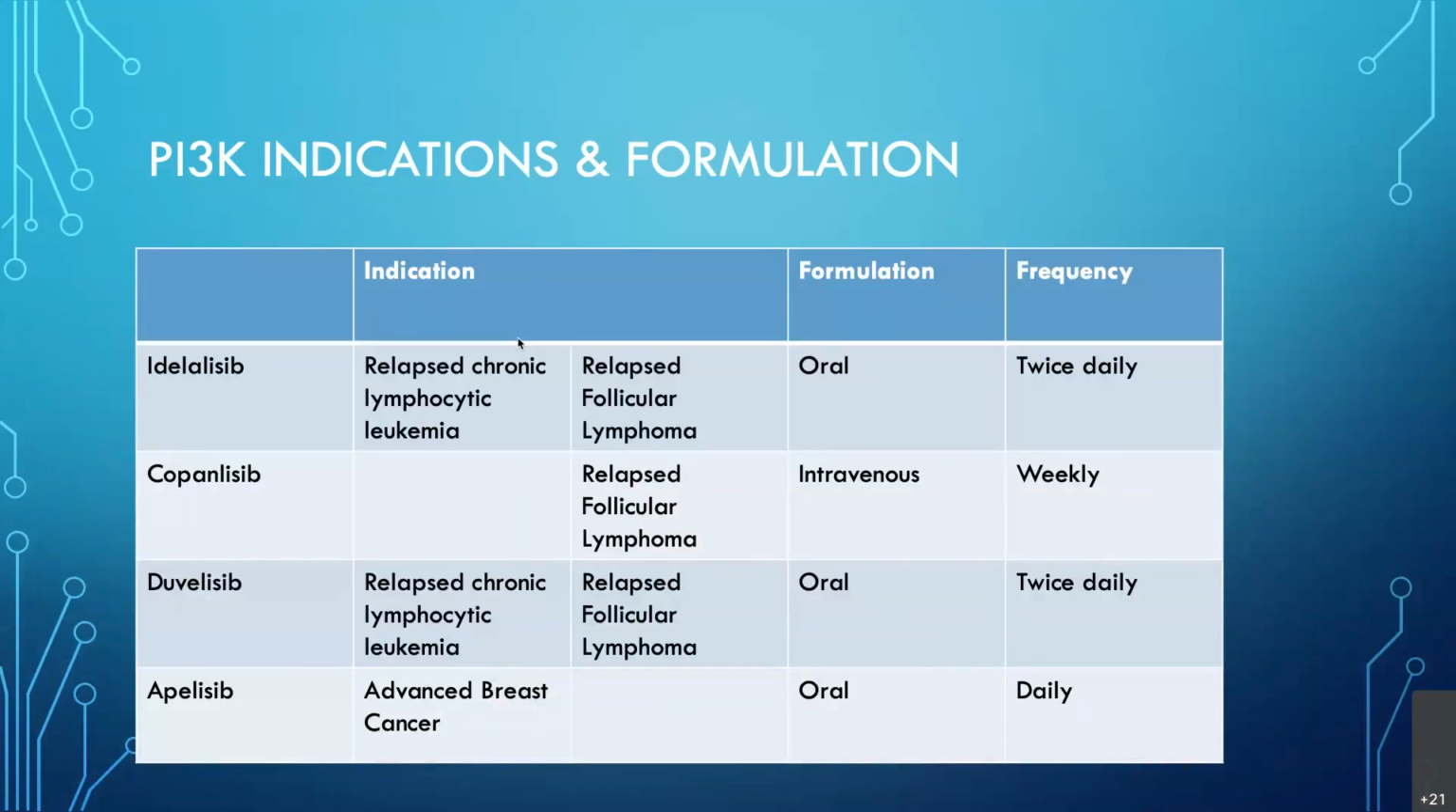Looking at indications and formulation, idelalisib is licensed in CLL and follicular lymphoma, as is duvelisib. Copanlisib is only in follicular lymphoma. And then we have alpelisib, which is the only solid tumor agent from the day that's licensed in advanced breast cancer. And I think that really underscores how widely these medications are being evaluated for use in all different sorts of malignancies. In terms of formulations, copanlisib is the only IV drug from the day that's given IV once weekly, and the other three agents are given by mouth once or twice daily.